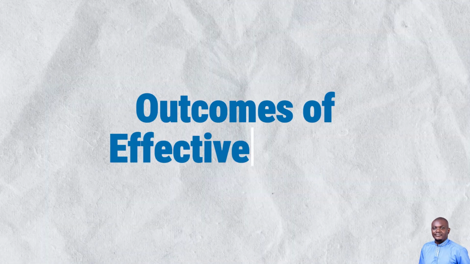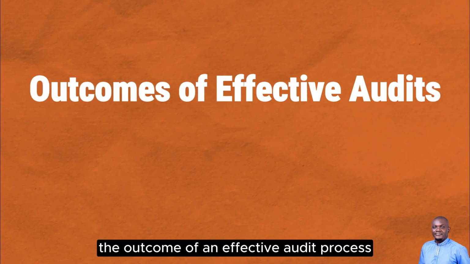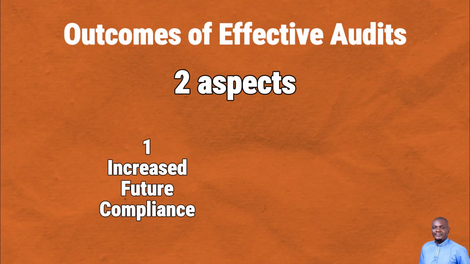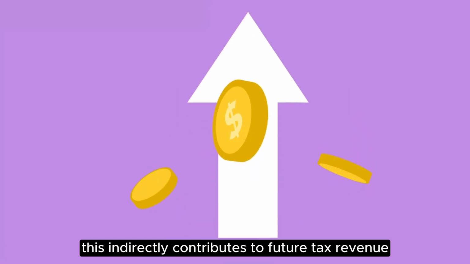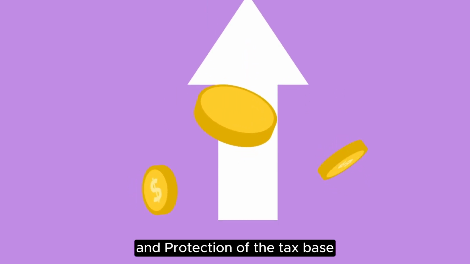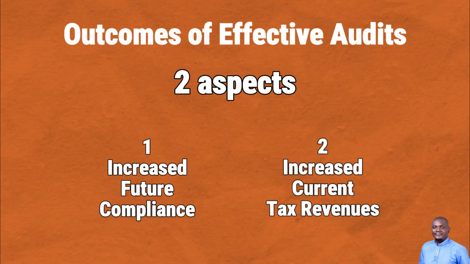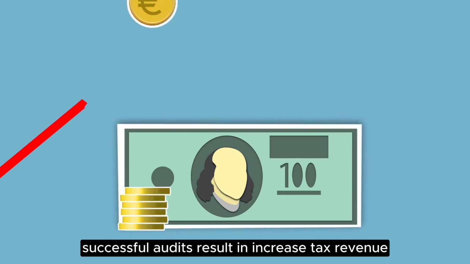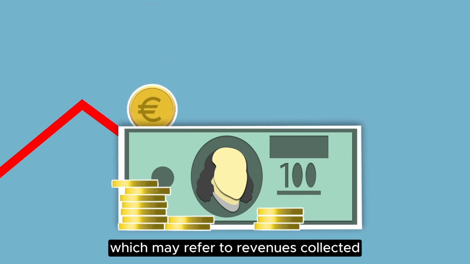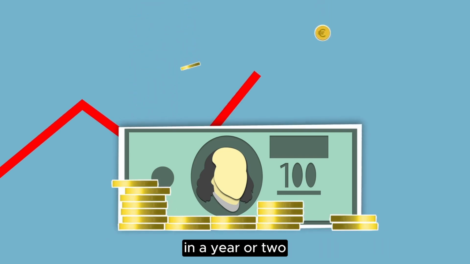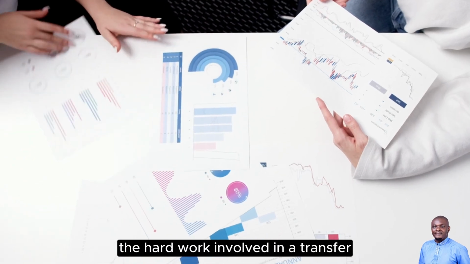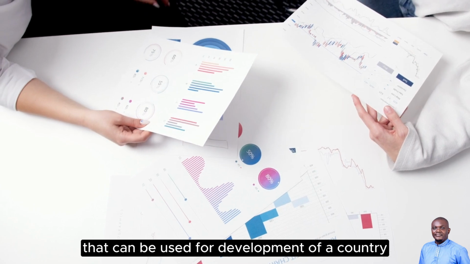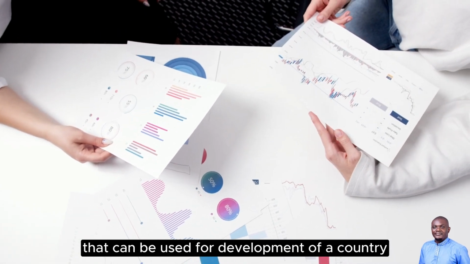Outcomes of effective audits. The outcome of an effective audit process has two aspects: increased future compliance. This indirectly contributes to future tax revenue and protection of the tax base. Increased current tax revenue. Successful audits result in increased tax revenue, which may refer to revenues collected in a year or two. The hard work involved in a transfer pricing audit may result in significant revenue adjustments that can be used for development of a country.